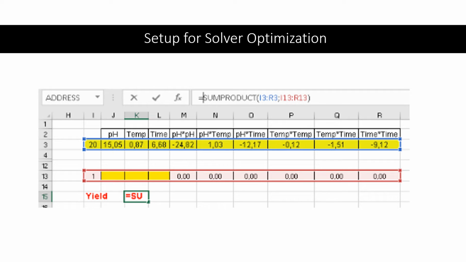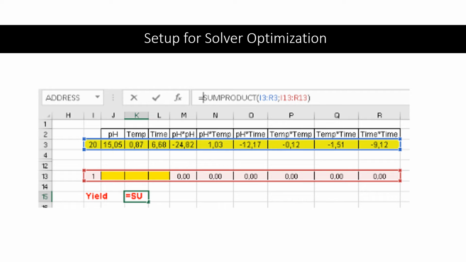Now we will use the coefficients in I3 to K3 we just calculated, and the values in I13 to K13. The only values we are asking Solver to calculate are the three factors in J13 to L13. All the other values, for interactions and squares, are calculated from these, with a formula in the corresponding cell. In I13 we put 1, that will be multiplied by the independent term in I3.